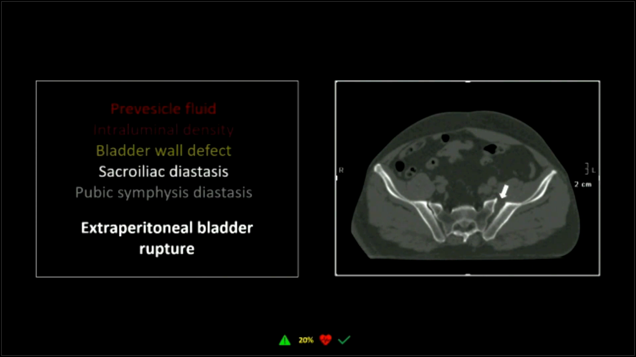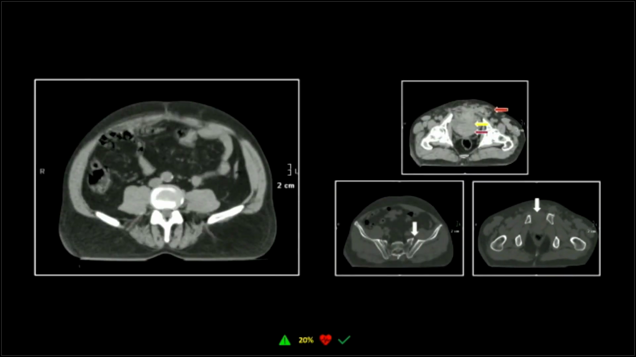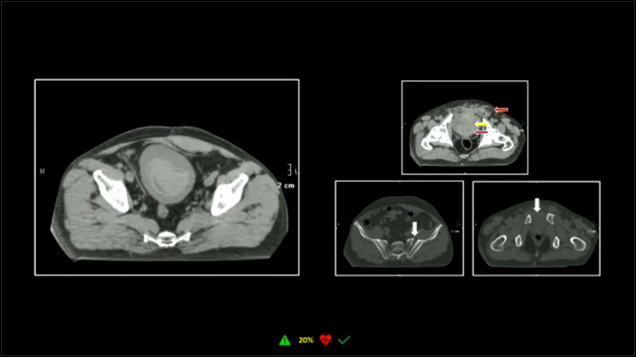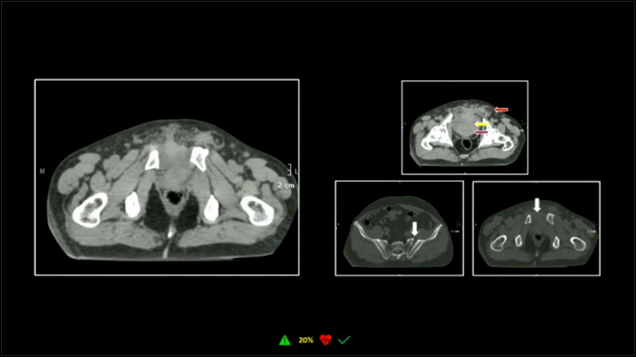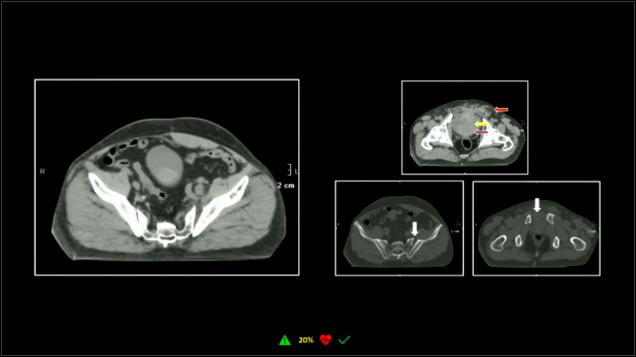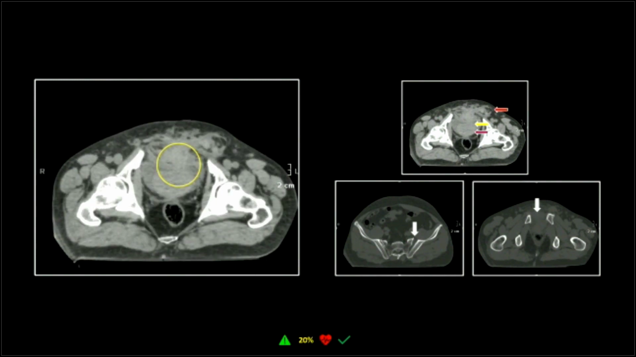And of course, we've got SI diastasis as well as pubic symphysis, the typical pelvic fractures that are associated with that injury. So look at all the clot in the bladder, and then right there you can see it actually passing through the anterior wall. So you're looking at an extraperitoneal bladder rupture that can be diagnosed without doing a retrograde cystogram, which is pretty cool.